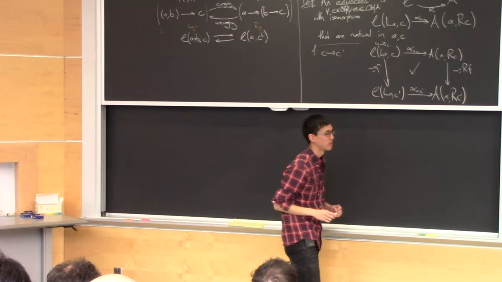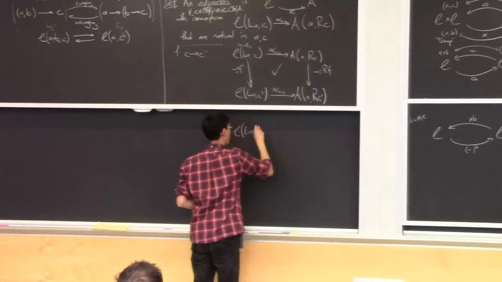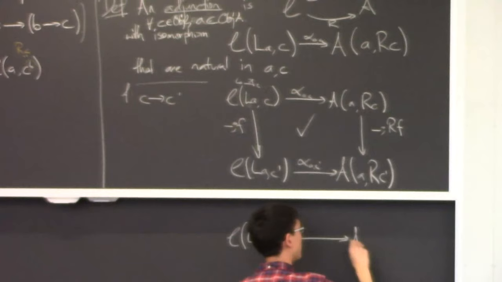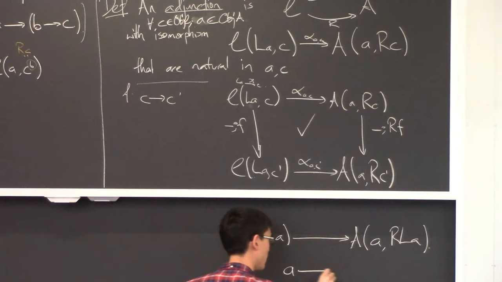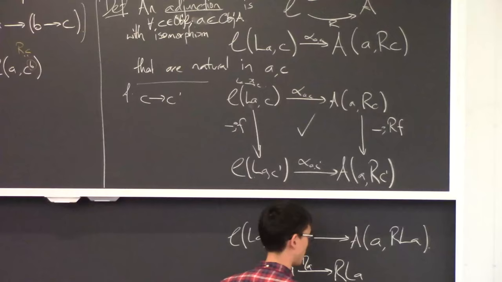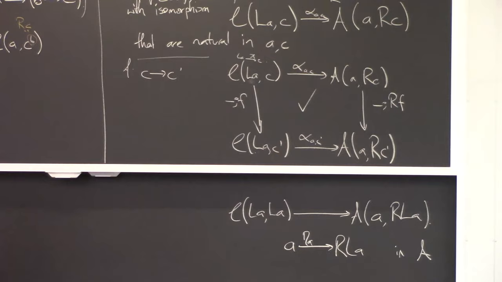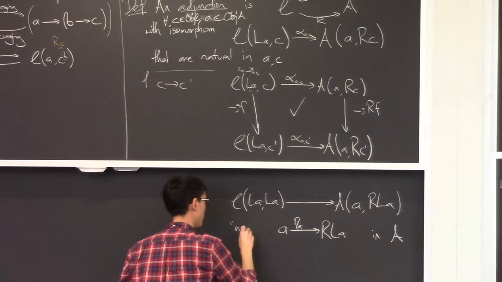So for example, if I take C equal to LA, this set has an identity morphism. And I can look at where that goes inside this corresponding set here. Remember, C became LA, so that's the object there. And so what I get is a special morphism in here. I'm going to call it eta A, and it goes from A to RLA. And this is a morphism in the category A, if that's relevant. And we call this thing the unit of the adjunction.